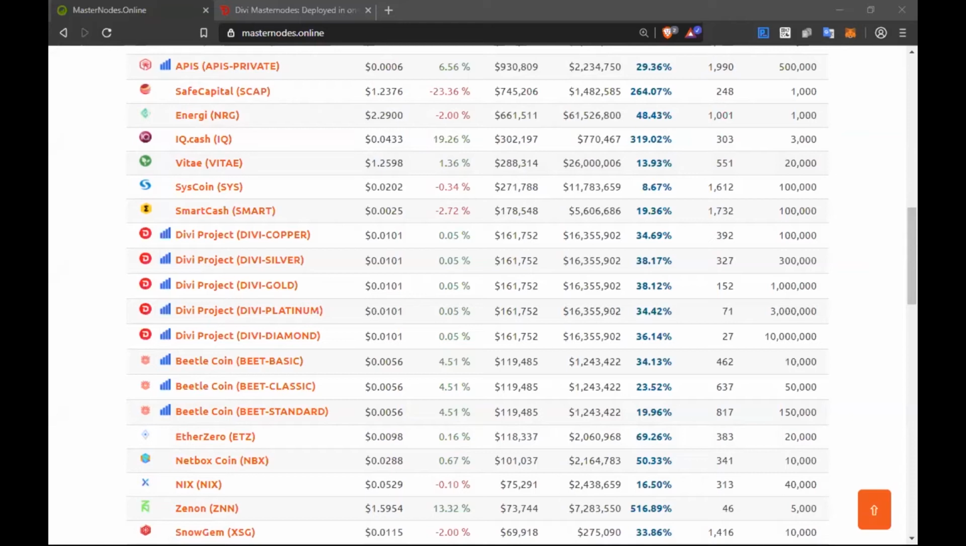To run a master node, we usually pay a subscription fee of $10. When you're running a higher master node like the gold master node, the platinum master node, and the diamond master node, you pay a token of $15 per month for running these master nodes.